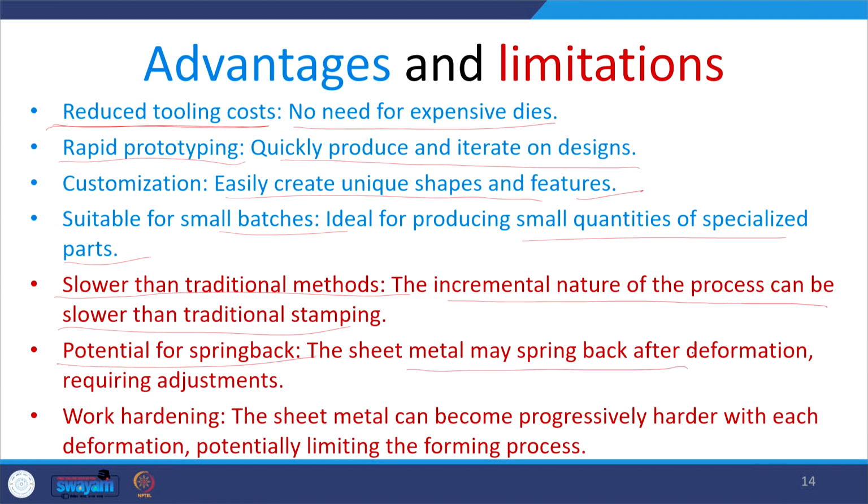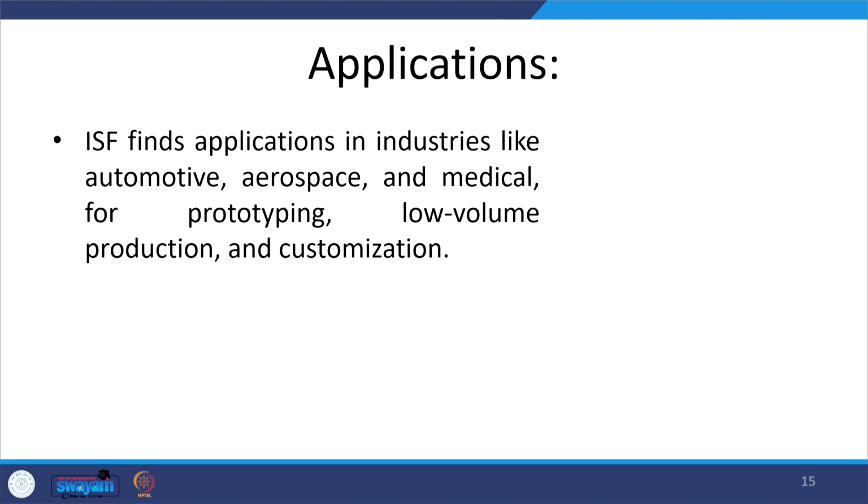So, sheet metal may spring back after the deformation, and therefore, it may compromise the accuracy of the products which are produced. This may require adjustments to produce things as per the requirements. And work hardening: sheet metals can become progressively harder with each deformation, and that can limit the forming. So, formability can be limited with this kind of process.